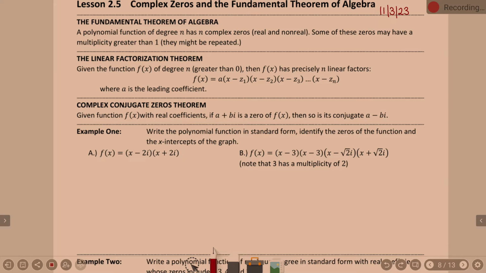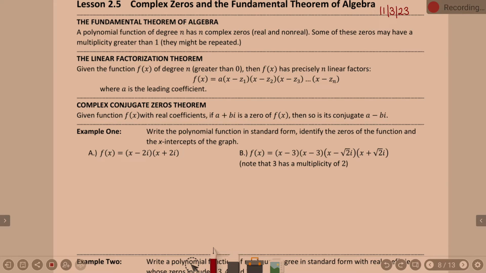And then we're also going to use the linear factorization theorem. Given the function f of x of degree n, f of x has precisely n linear factors, where a is the leading coefficient. So if it's degree 5, that means there are 5 linear factors. They might not be real factors. In other words, they might have i's in them, so we can't use our traditional factoring methods, and that's where our synthetic division will continue to come into play.